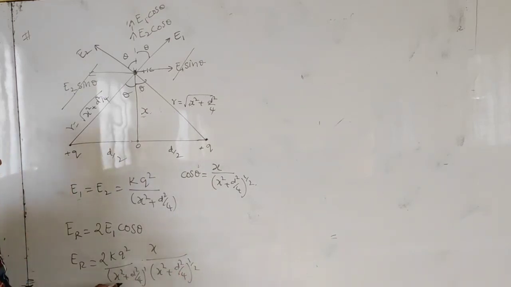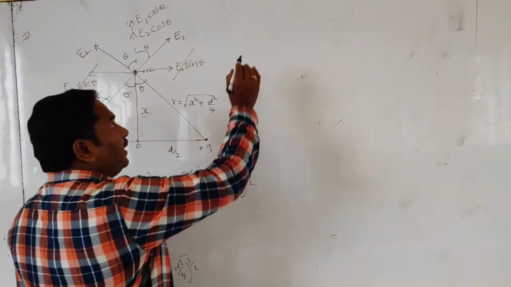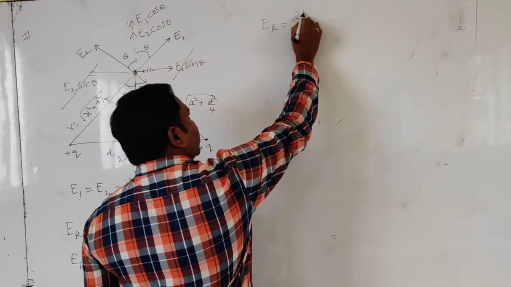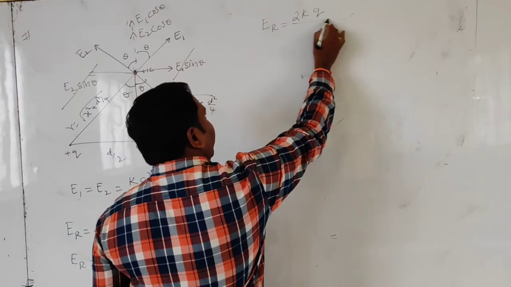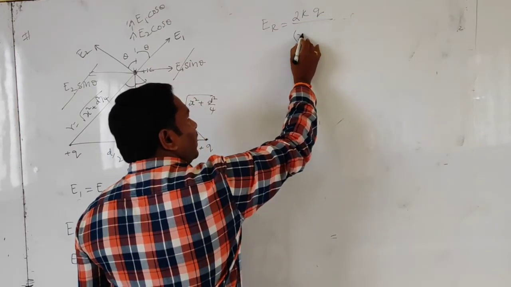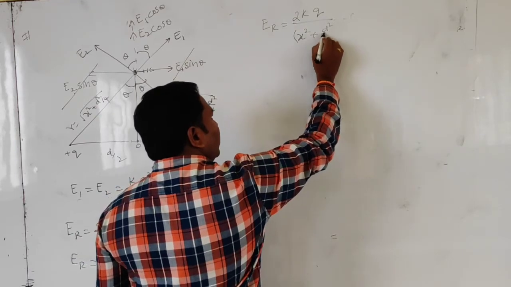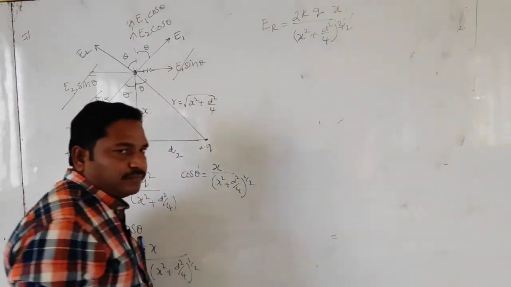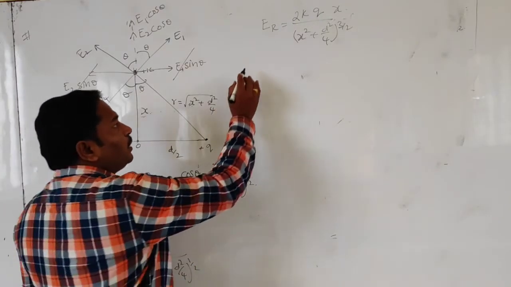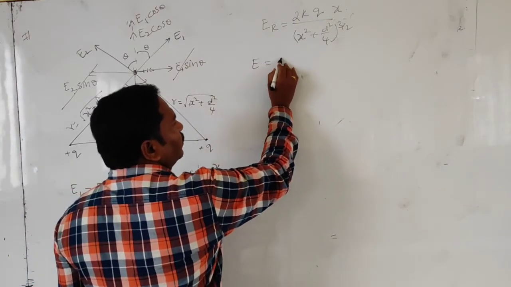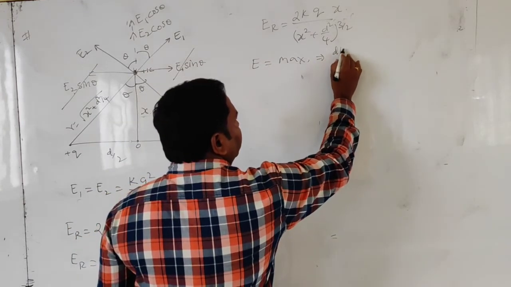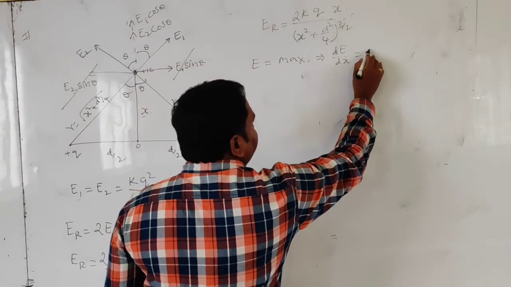Here the bases are the same, so the powers should be added, and E resultant equals 2kq x by x square plus d square by 4 whole power 3 by 2. When E is maximum, then what happens? Its first derivative dE by dx is equal to 0.